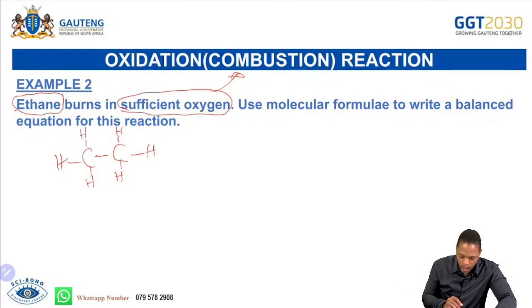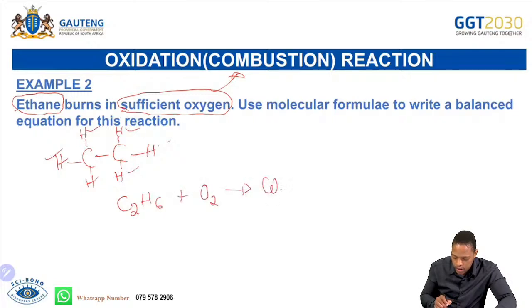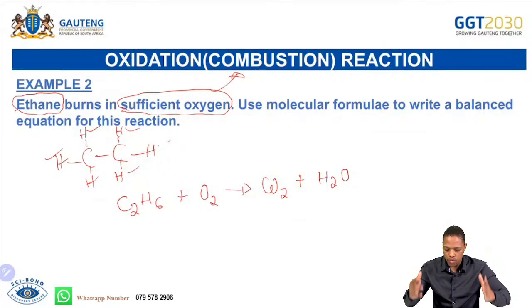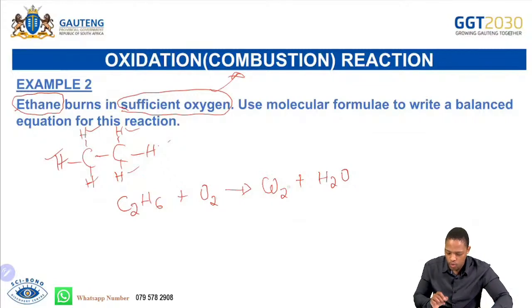I can now write the molecular formula there. What's the molecular formula? I see 2 carbons, so I'm going to have C2. I see 1, 2, 3, 4, 5, 6 hydrogens. So I'm going to have C2H6. The rest is the same. You remember, it's always going to be plus O2, giving us CO2 plus H2O. Always, always, always. No one should not get these 3 marks. Everyone should get these 3 marks.